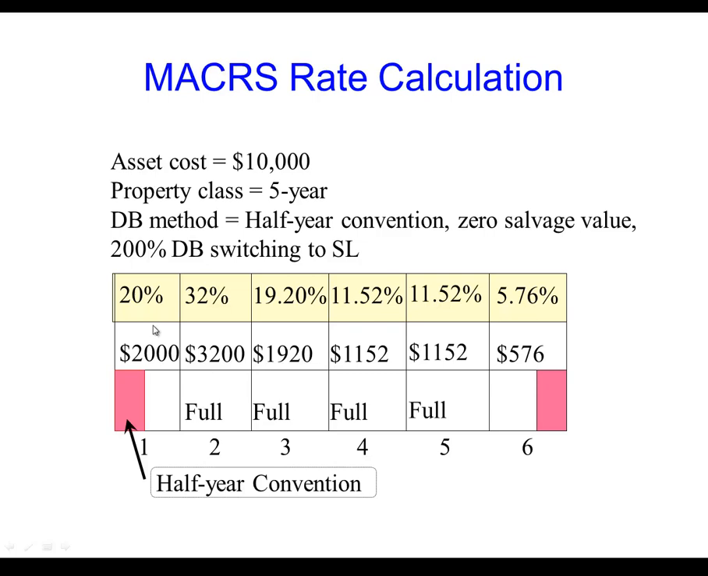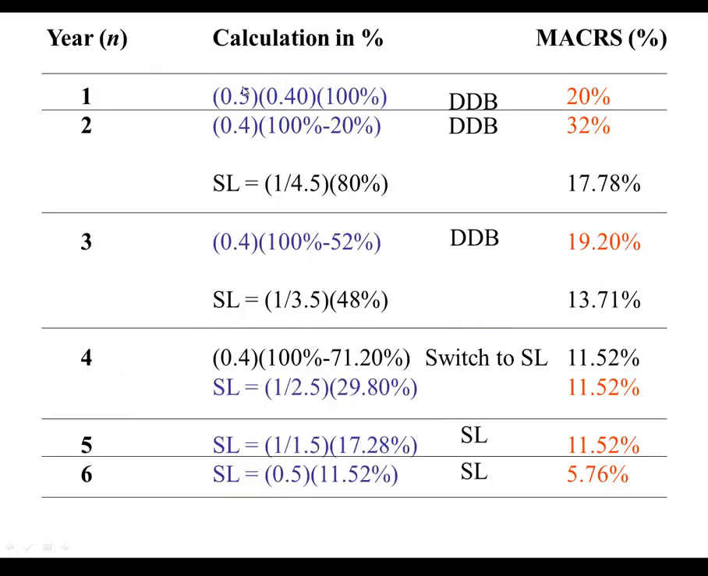Now, to understand more how we got that 20%, 32%, and so on, let's go to the next slide. Now, remember that we said the 20% is for half the year. That's why we multiplied. We know that 40% is the rate for double declining balance before switching to the straight line. So 40% times half, that's 20%. 20% times 100, that's 20%. This is the 20% that we were talking about at the beginning. So we took only 20%.